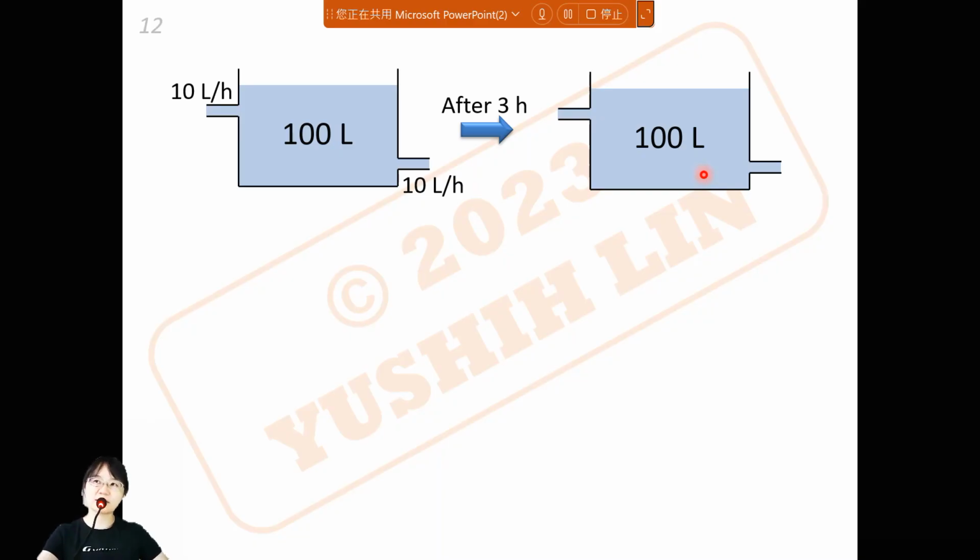Let's take another example. Today, my weight is 100 kilograms. Tomorrow, I measure my weight again. It is also 100 kilograms. Does it mean that I neither eat nor poo? Of course, I eat, I also pee and poo. But my mass won't change because my mass is at a steady state.